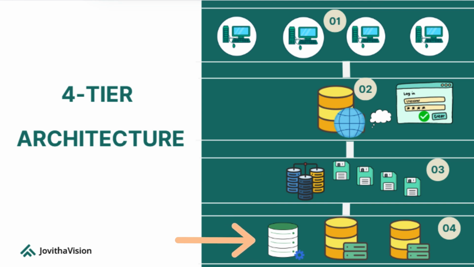The last layer is resource or database tier. This is the backend database where all the metadata and relationships are stored. That means things like item ID, revision, owner, lifecycle status, all are saved here. For example, when you search for an item in Teamcenter, the system fetches that metadata from this layer.